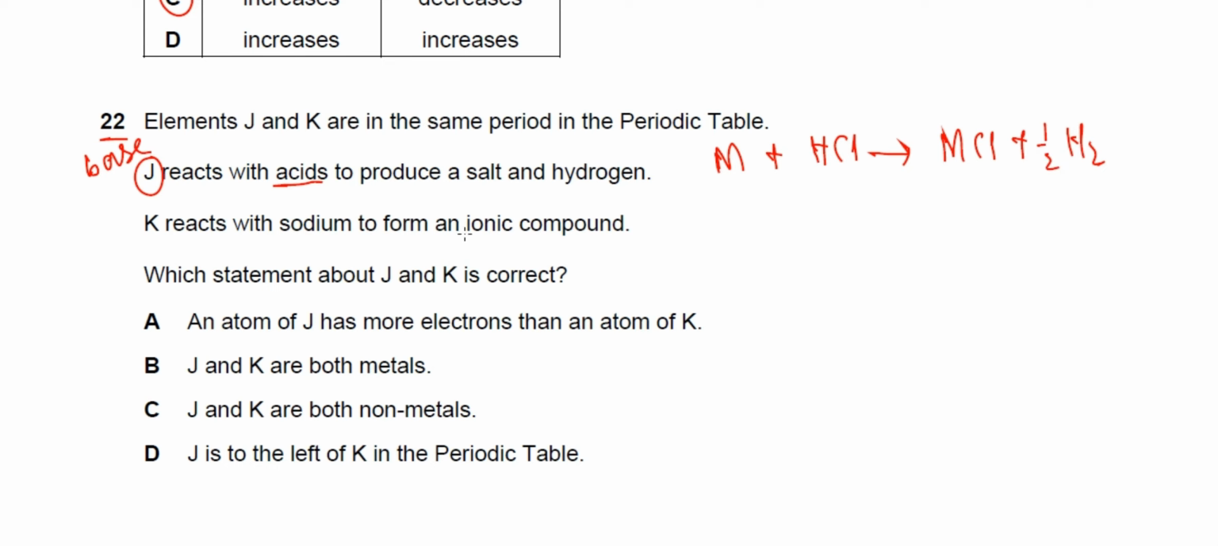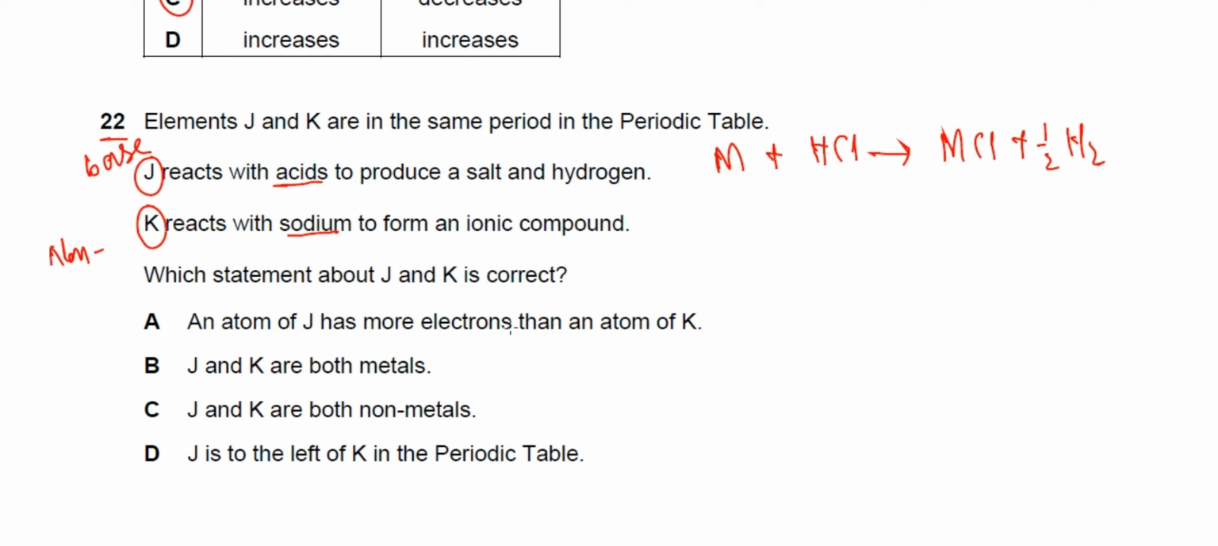K reacts with sodium to form an ionic compound. Again, sodium is a metal, so K should be a non-metal, because if one is a metal, the other should be a non-metal to have an ionic compound, because ionic compounds are formed by the attraction between metal ions and non-metal ions. So it should be non-metal. Which statement about J and K is correct? An atom of J has more electrons than an atom of K.